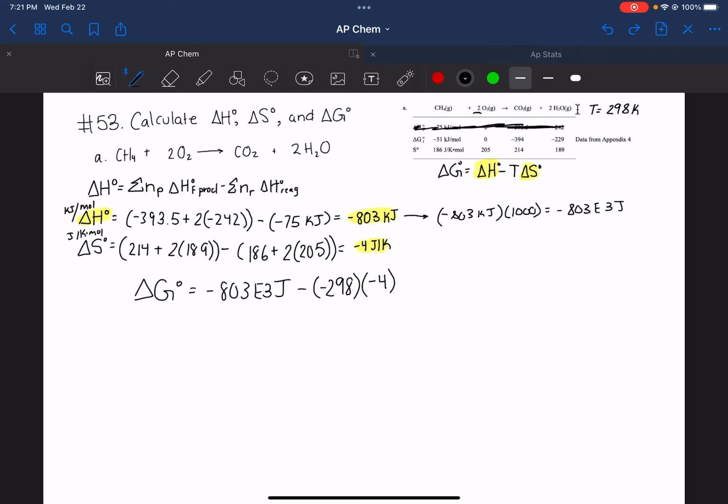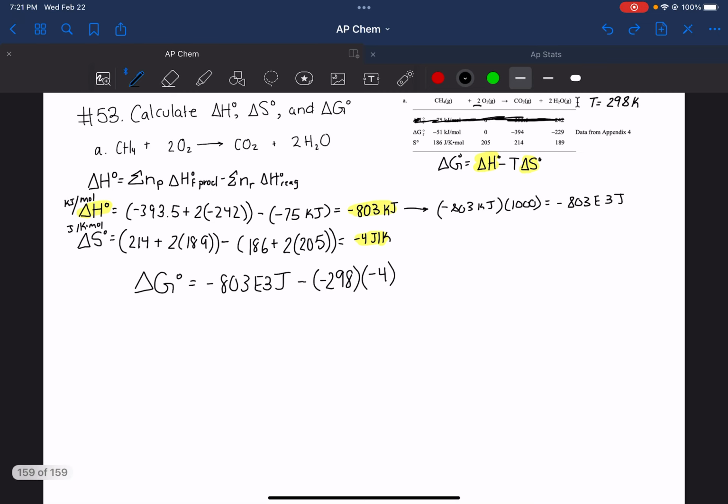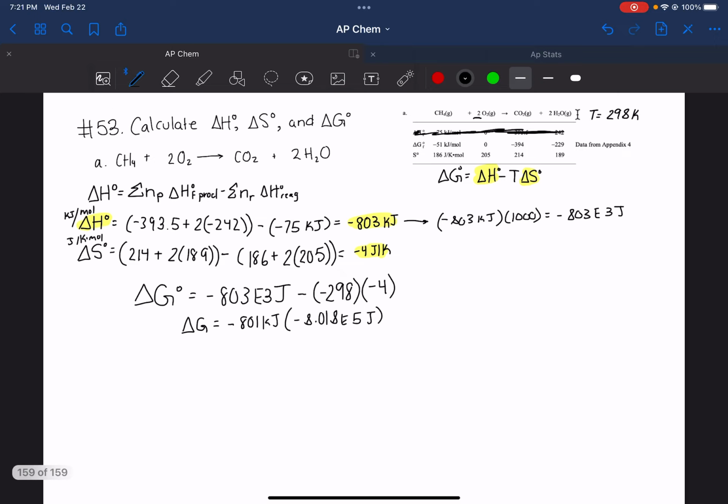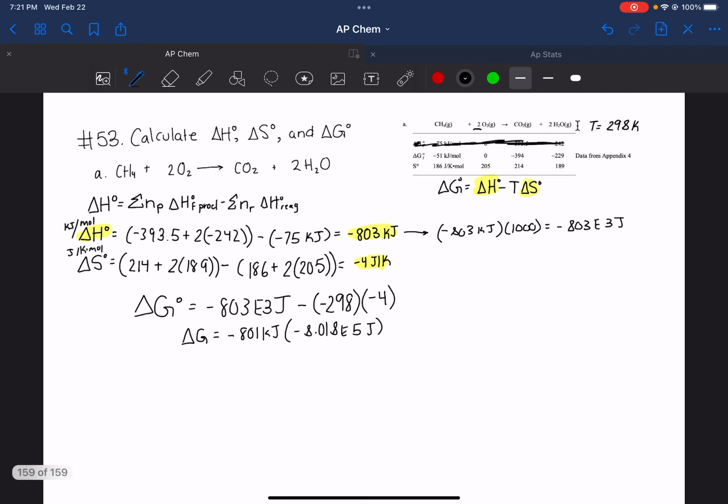But, okay, so now we have delta G, and when you plug all these values into a calculator, you're going to get that delta G equals negative 801 kilojoules. I guess it's 802 or something, 801 kilojoules. I got it in joules, I converted it. I'm just letting you guys know it was 8.018 E5 joules. And that is your answer, and that's how you would do a summation problem. It can look intimidating, but it's honestly one of the easier problems. So yeah.